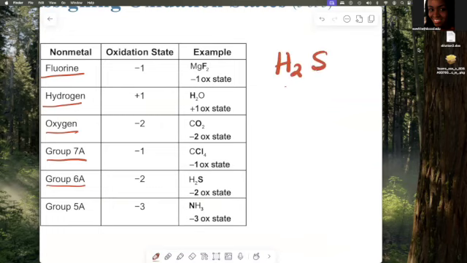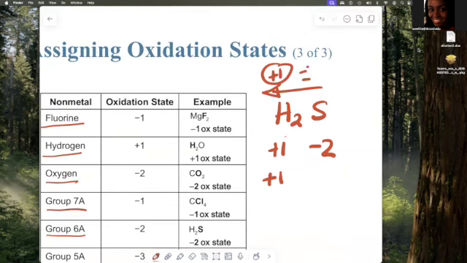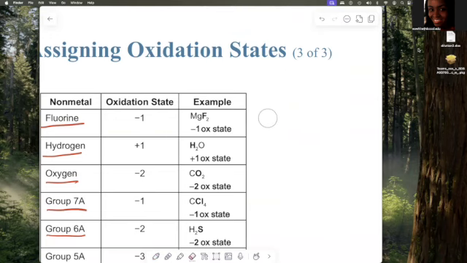H2S. So we're going from right to left, right? We got -2 for the 1 sulfur, and then we got 2 hydrogens, so each has to be +1, right? So each hydrogen is +1, each sulfur is -2. And that essentially gives you the oxidation states of the components in that formula. Okay.